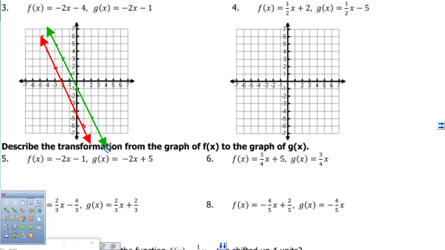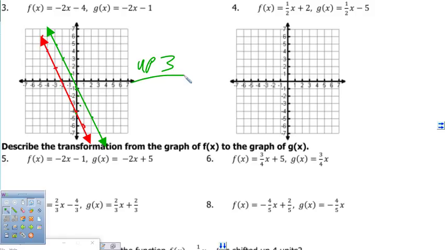Okay, and now I can tell how far it went. Okay, so I started off with this one. So now I'm going to go 1, 2, 3. So we say that we moved up 3. Very simple.